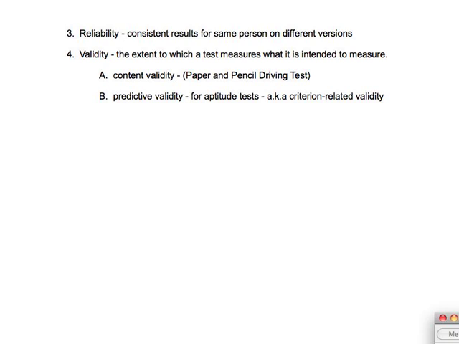And then predictive validity, this is a little more tricky. This is for aptitude tests. Sometimes this is known as criterion-related validity. If a test has predictive validity, we're going to say that it can tell us something about someone's performance in the future. And again, that can be a very difficult standard to assess for.